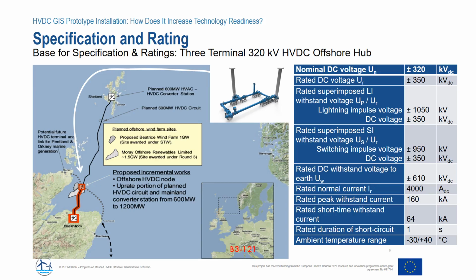and there we would need a 320 kV HVDC GIS to reduce the size of the platform. And the proposal for the test pool was to use a GIS with the ratings you see on the right-hand table, and these ratings would fulfill the requirements for such a project. If we have a rated voltage of 350 kV, we have a superimposed lightning impulse voltage of 1050 kV, switching impulse of 950 kV, and 4000 amps rated current.